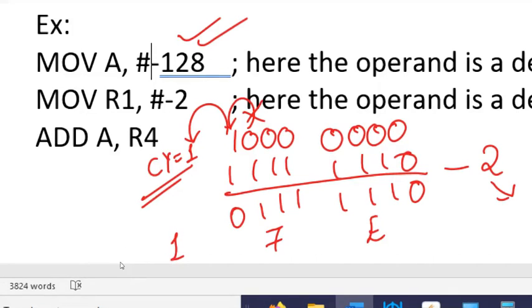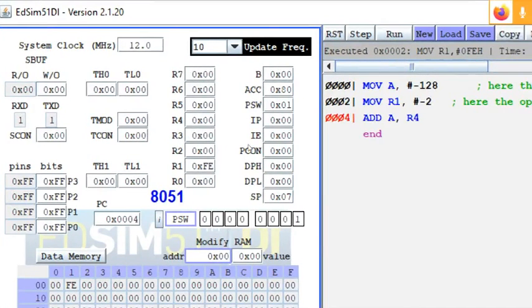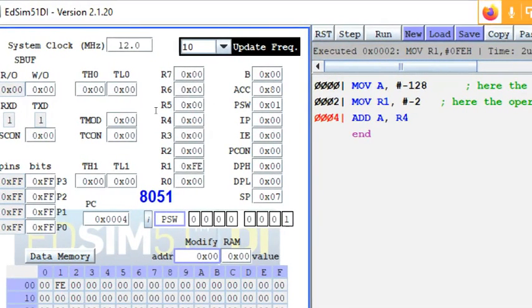Now the question is, will the overflow flag be affected or not? Yes, the overflow flag will be affected because there is no carry from D6 to D7, but there is a carry from D7 to the higher bit. Let's check. Right now you see only the parity flag is affected. Now I am going to add these two numbers.